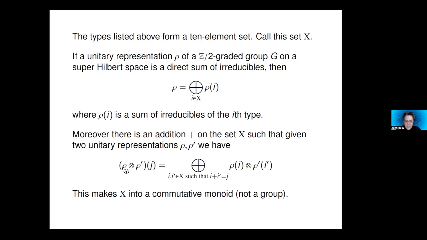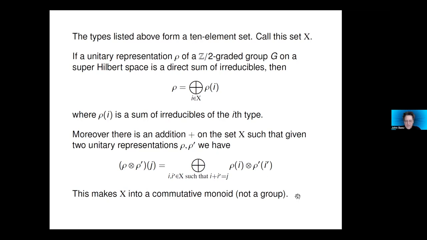So in other words, to get the jth piece of rho tensor rho prime, you run around looking for all I and I prime that sum up to J, and you take the ith piece of the first representation and the I prime piece of the second representation, and you tensor them. This addition on the set X makes it into a commutative monoid, it's not a group, just like our three element set was not a group, right? Zero had no inverse. So it's not a group, but it's a commutative thing with an associative and commutative multiplication.